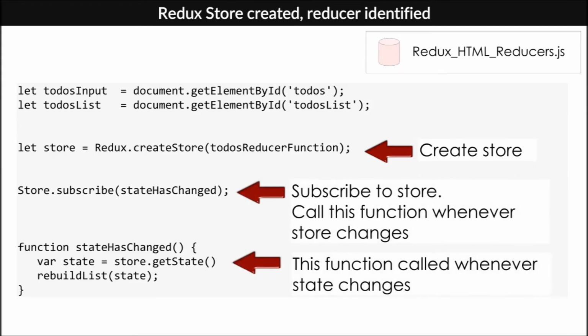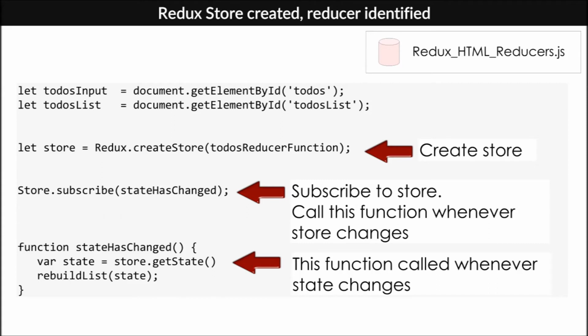What's the next bit of the code? Here's the important part, the subscribe function. You invoke the subscribe function on the store and hand in the name of the function that you want called when the store changes. And it's immediately below. It says when the state changes, or when the store changes, please call state has changed, and immediately below I've got the state changed function. There it is.